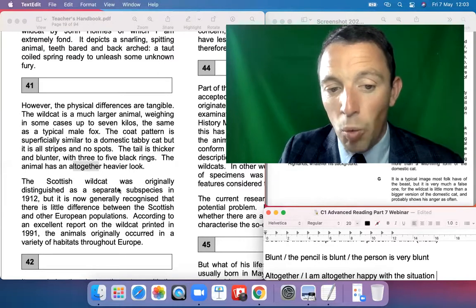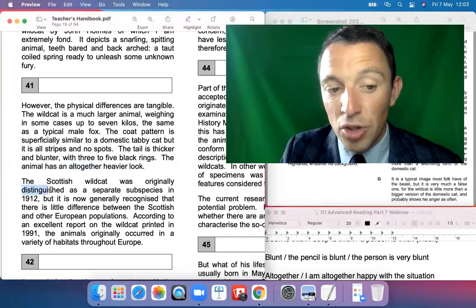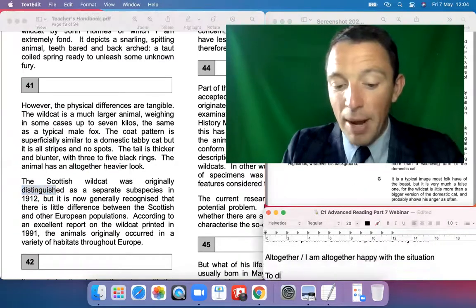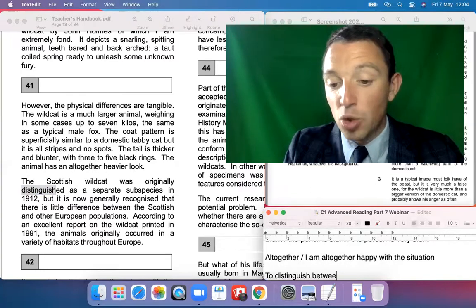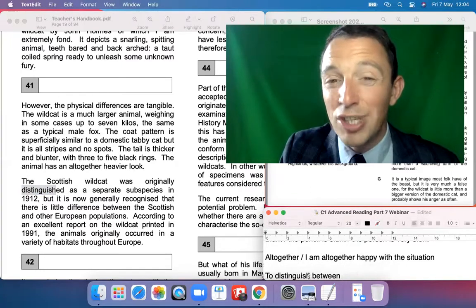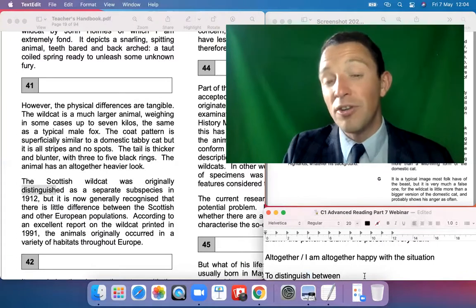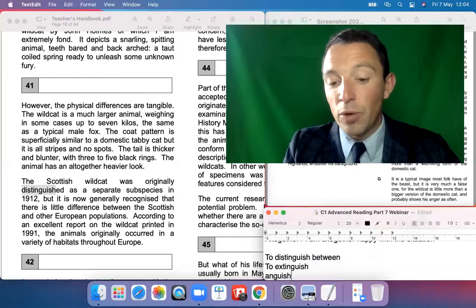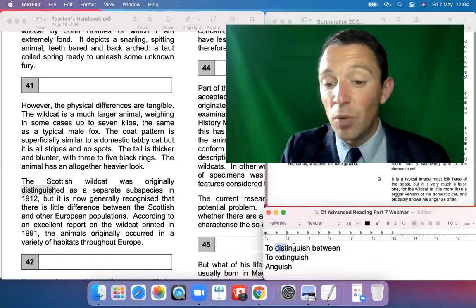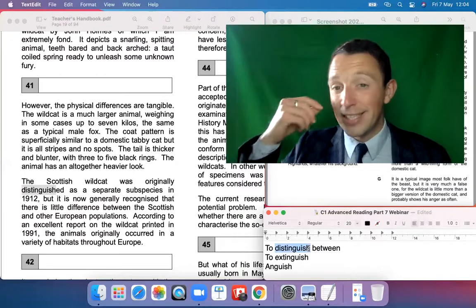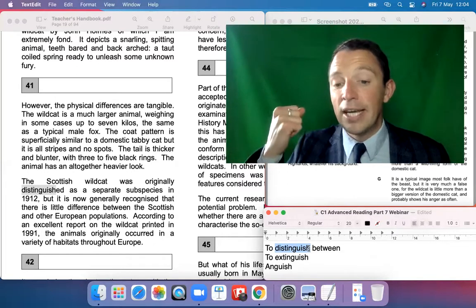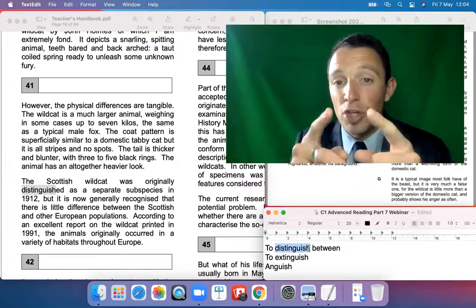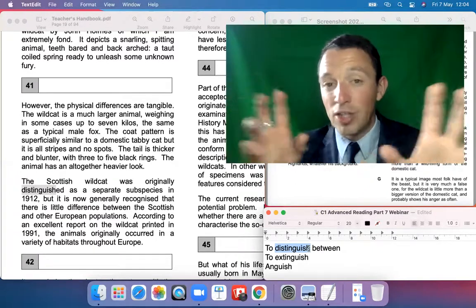The next paragraph, the wildcat was originally distinguished. So this word is very important for pronunciation. The verb is to distinguish, and the typical preposition we say is to distinguish between. Okay, so just the pronunciation, to distinguish. And also we have another verb which is very similar in pronunciation, to extinguish, and we also say anguish. Okay, so to distinguish is similar, I think, in Spanish for the significance, but the significance in English is to identify between. So it's difficult for you to distinguish between the two things.